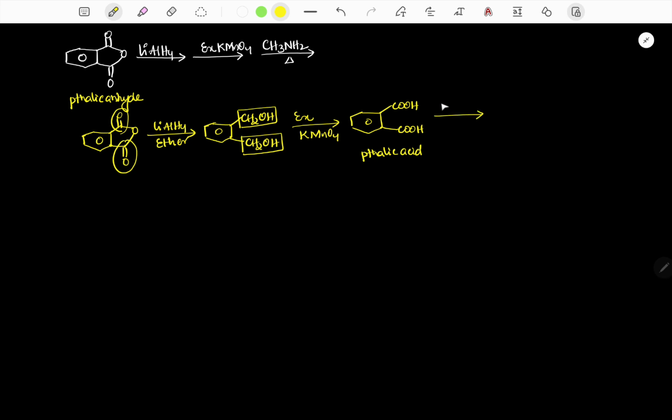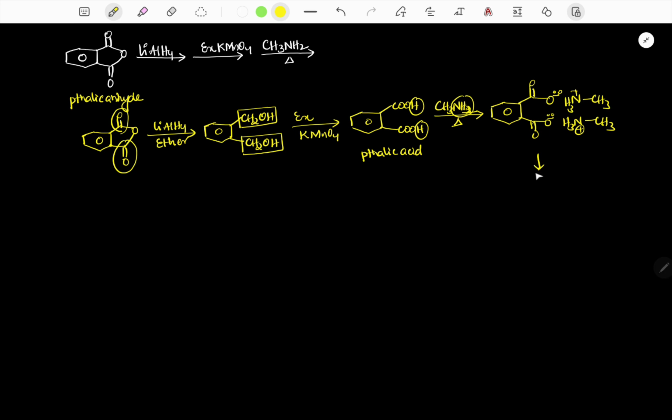Now it is treated with methylamine and heated. We know that it has an acidic proton and a basic nitrogen. Therefore, initially an acid base reaction takes place. Salt formation, initially acid base reaction.